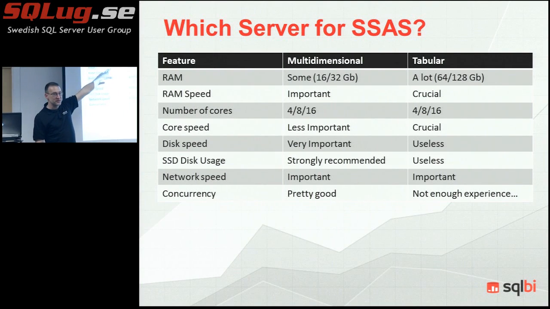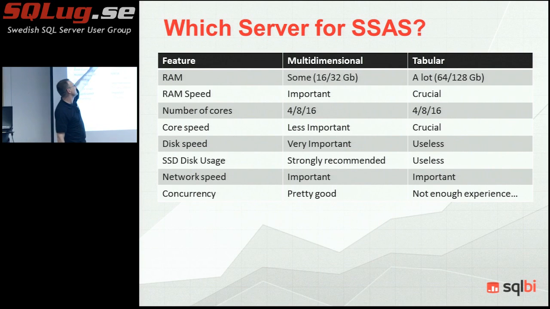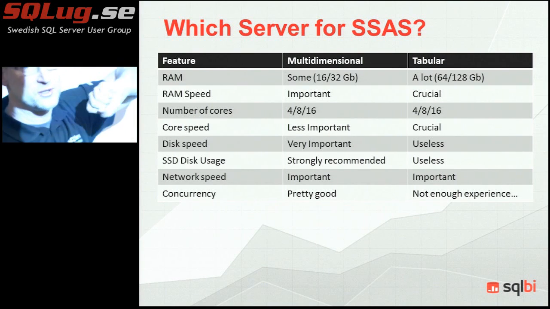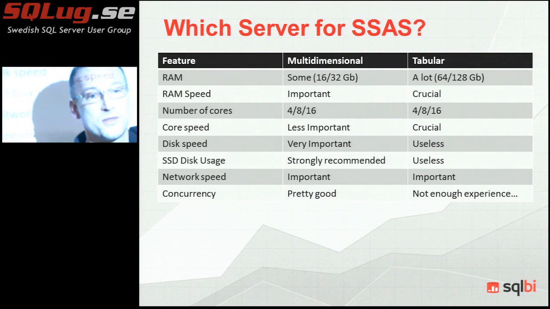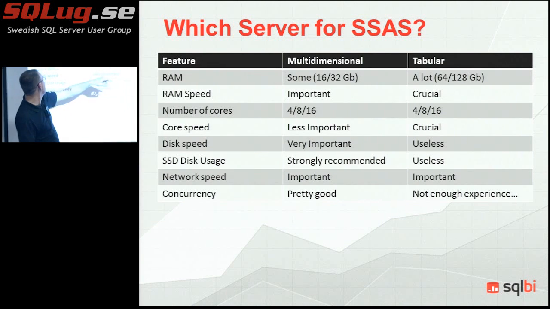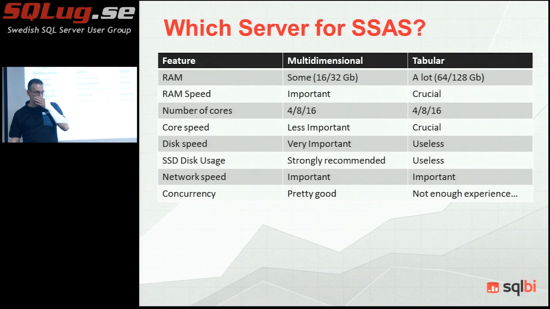When it comes to server size, we have already spoken about this before, but you have to think that RAM is somehow useful for multidimensional and absolutely mandatory for tabular. RAM speed is important, but it's the most important thing you need to care about for tabular. Core speed is very important. Disk speed is totally useless. Tabular simply doesn't use disk.